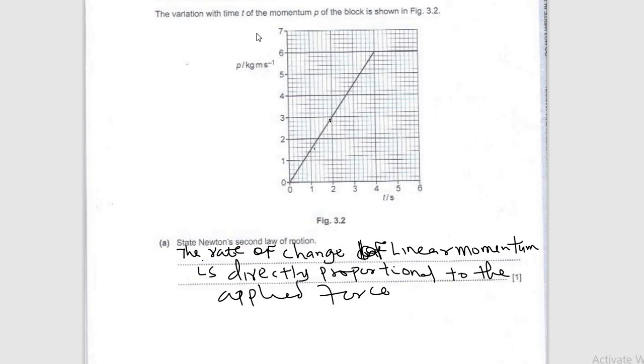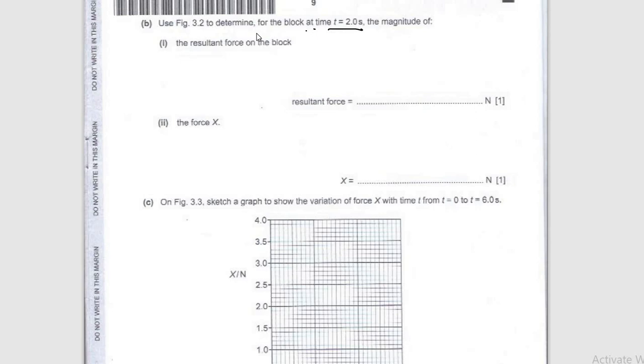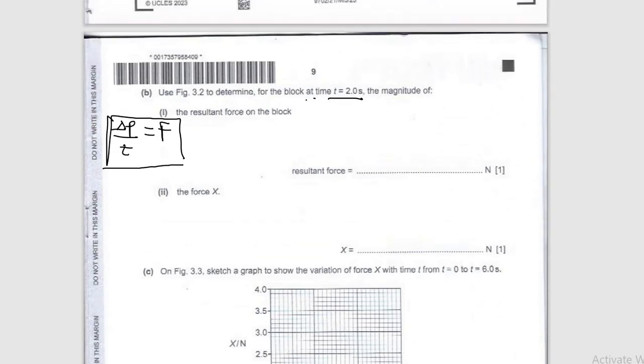Now, you have to find the resultant force. According to Newton's second law of motion, remember, it states that the rate of change in momentum is proportional to the applied force. So the applied force is change in momentum over time. So we have to use the graph to find the resultant force, the same thing as applied force. So change in momentum over time will give us the applied force at t equal to 2 seconds.